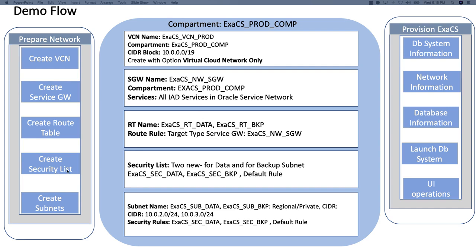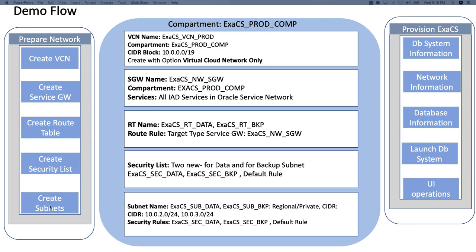Next, we'll create a security list, and we will be creating 2 of them, one for data and the other one for backup subnet. When we'll create the subnets, we are going to attach this security list to those subnets. In addition to that, we'll create another default rule, which is going to be a copy of the rule which gets created with VCN creation.